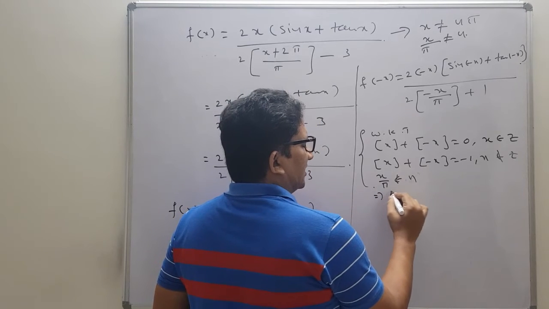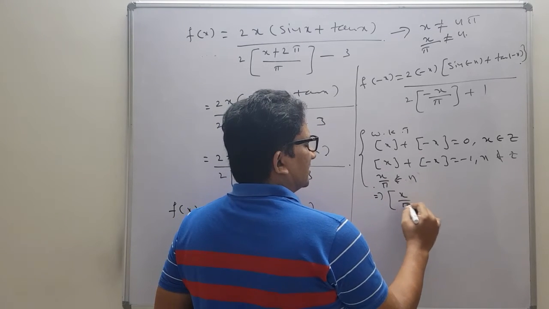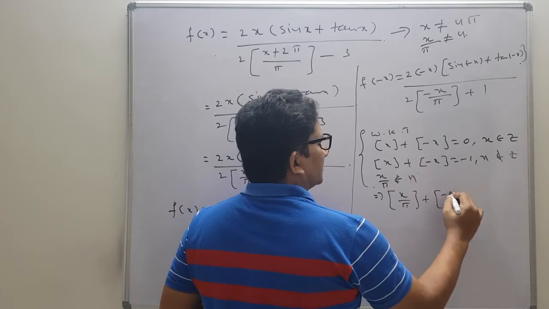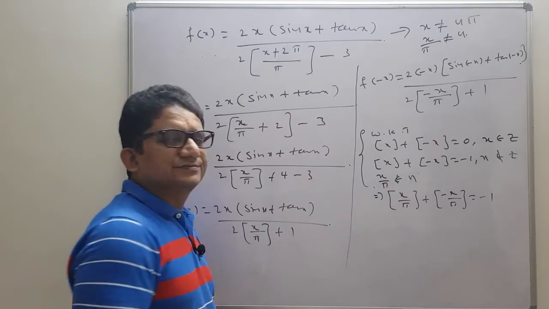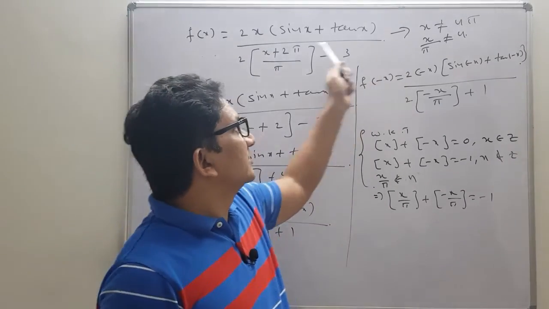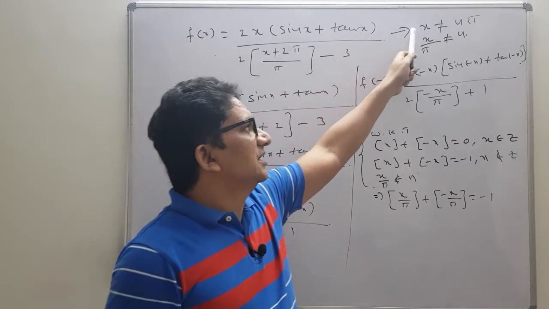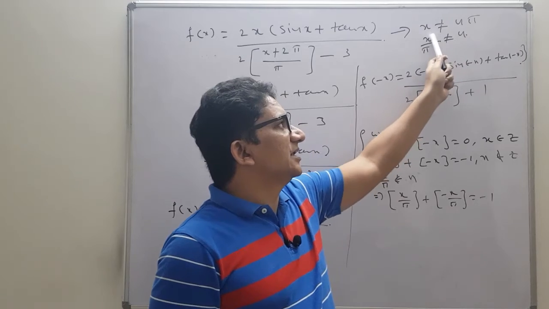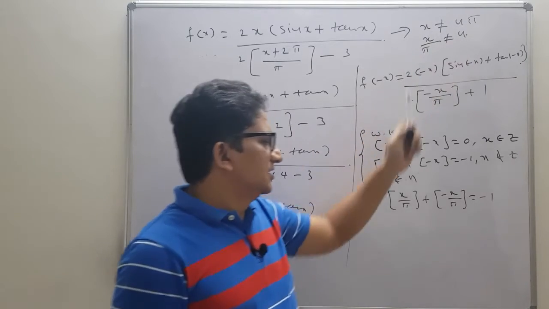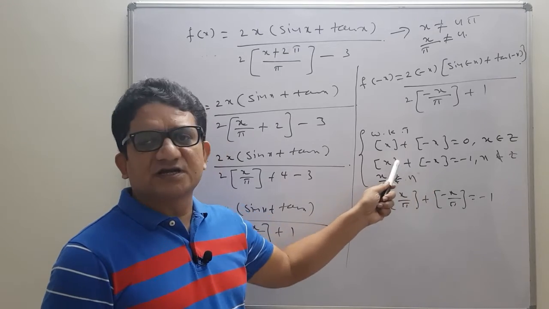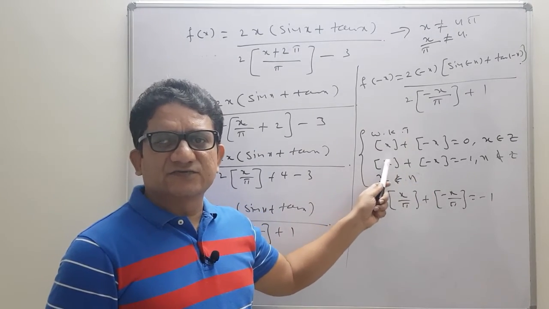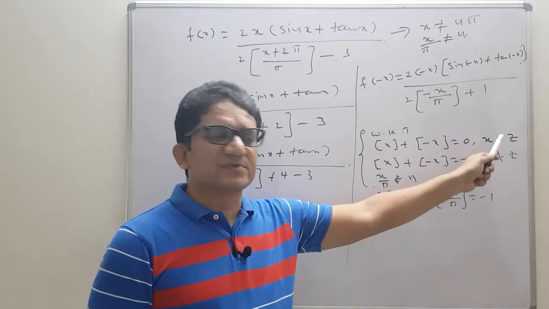That implies the greatest integer function of x by pi plus the greatest integer of minus x by pi should be equal to minus 1. The logic, see: from the question we need to identify that x is not equal to n pi, then x by pi is not equal to n. So we get this property according to the property of the greatest integer function: the greatest integer function plus its negative is equal to minus 1.